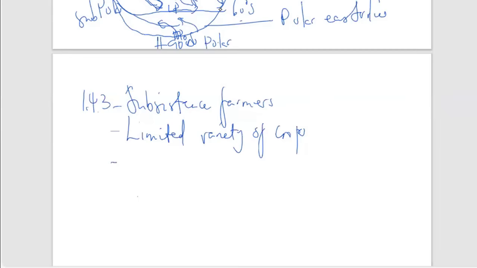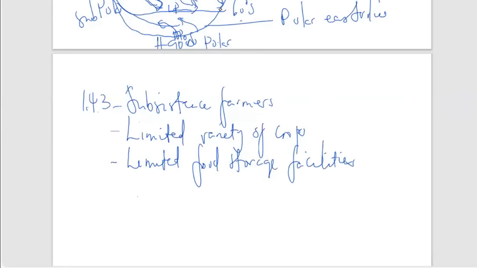Then you can also look at limited food storage facilities. We need storage facilities in case we harvest more than what we need to consume. We need to safe keep the food reserves and use them when we have a challenge, like during a drought situation when crops have failed.